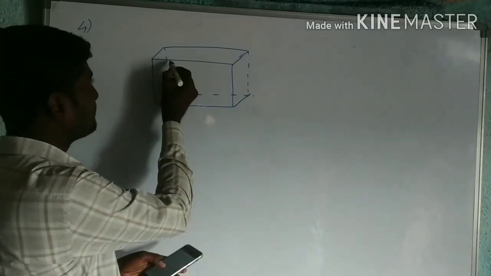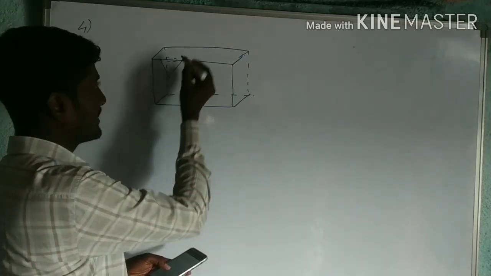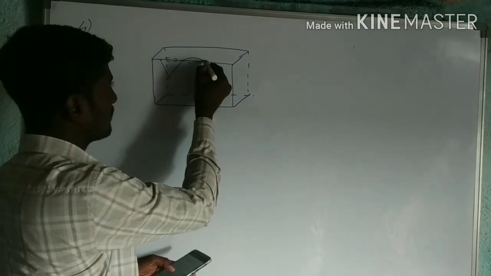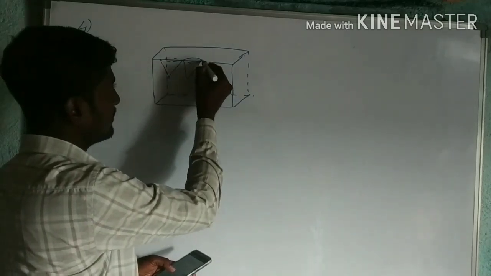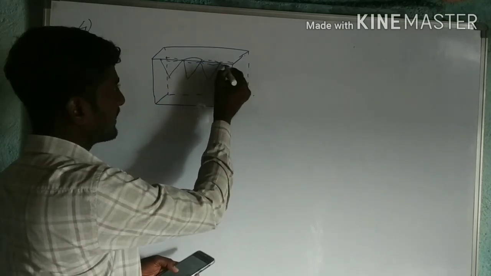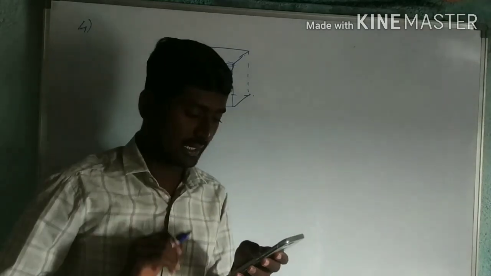So let us take 4 conical depressions like this. This is one conical depression. Here I can keep the pen. So another one, this is the second one. So totally there are 4 conical depressions to hold a pen.